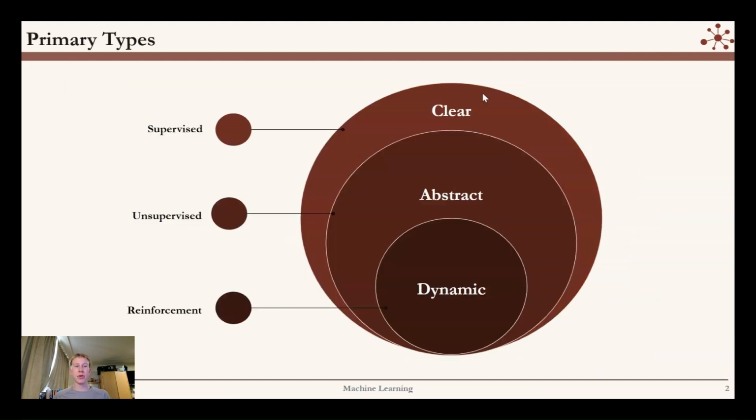The three main types we have are supervised, unsupervised, and reinforcement. I have it organized so that at the top we have clear, which is very cut and dry, the way supervised works. Unsupervised is a little more abstract in the way you're going to see it work, since it can almost feel like magic at times. And reinforcement learning is going to be very dynamic, changing based on what problem you're solving or however you're trying to reinforce the model.